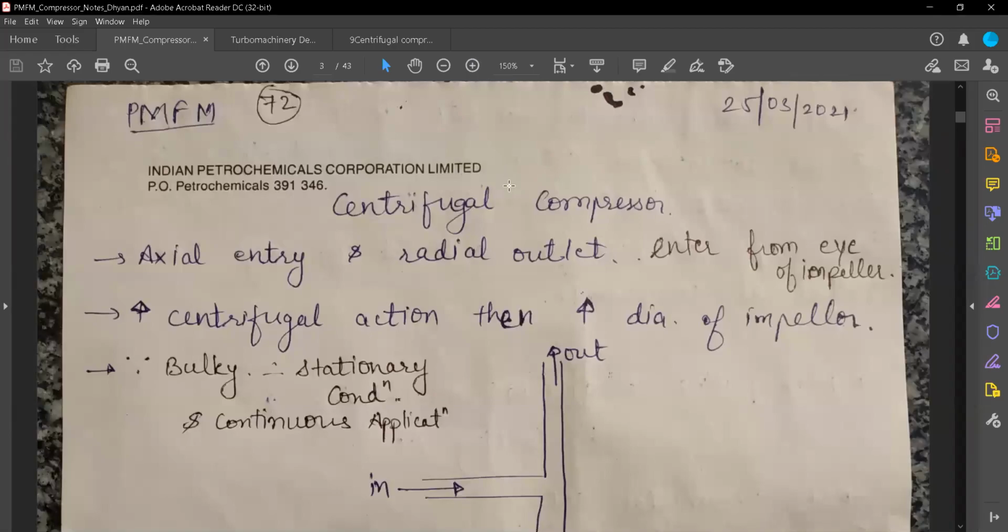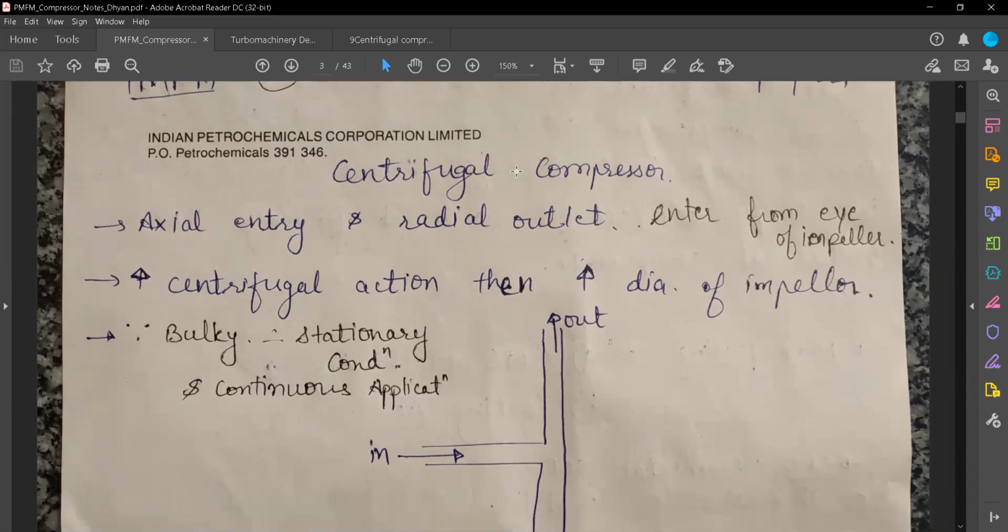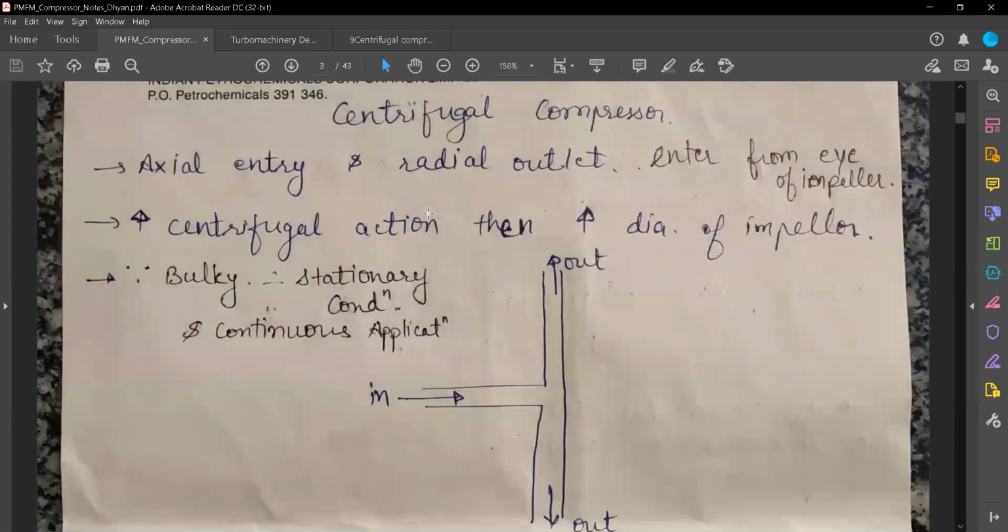Okay, now we'll see the details of working of a centrifugal compressor. The main or basic thing which everyone should remember is that in a centrifugal compressor, we have an axial entry and a radial outlet. These are the only differentiating things in any type of machine or any fluid machines: where is the entry, or how is the entry happening, and how is the outlet?